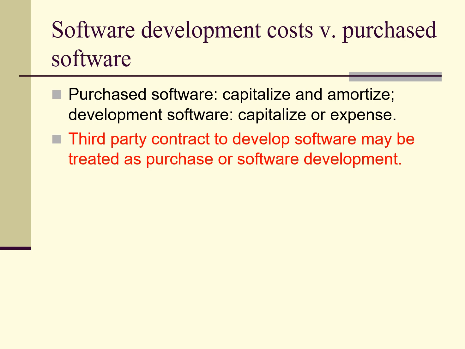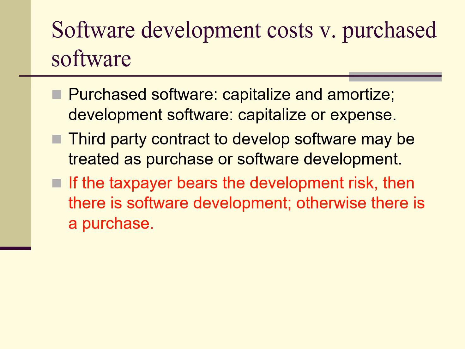In addition, if a taxpayer contracts with a third party to develop custom software, then the taxpayer may have purchased software. On the other hand, depending on the terms of the contract, the same taxpayer may be considered to be engaged in developing software. How do we determine if custom software is purchased? Where there is a contract to develop custom software, if the developer bears the development risk, then the taxpayer is deemed to purchase the software from the developer. And where the taxpayer bears the development risk, then the taxpayer is deemed to develop the software.